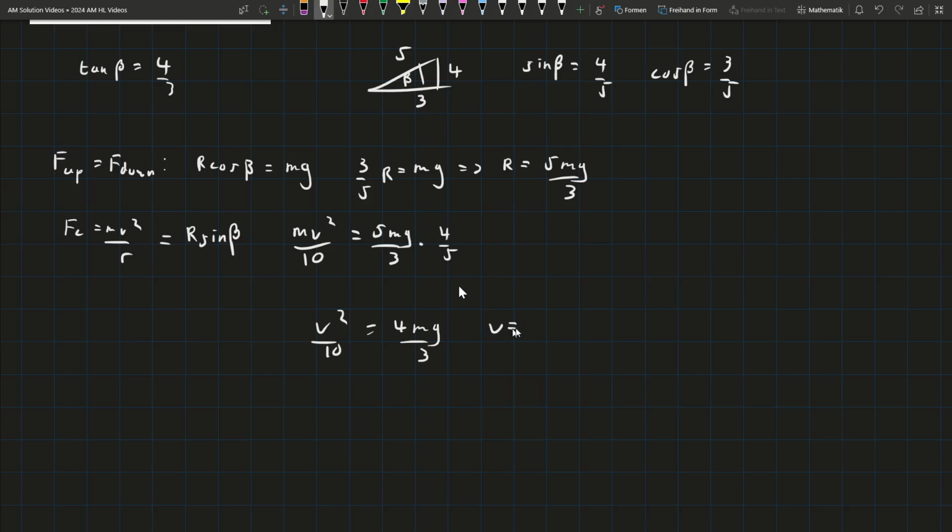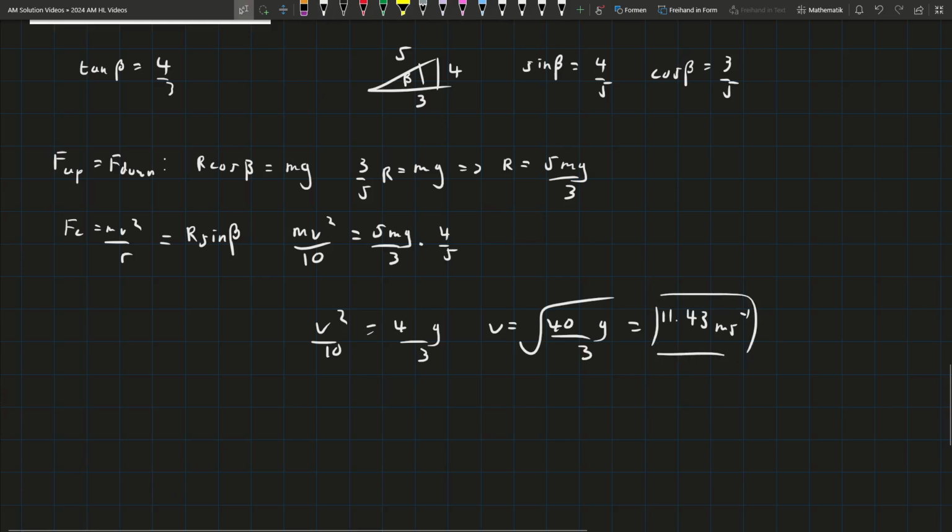Multiply by 10, take the square root. V will be equal to the square root of 40 mg over 3. Put that into your calculator. Or sorry, not 40 mg. We cancelled out the m's. It's just 40g over 3, and then you can put that into your calculator. We get our velocity to be 11.43 meters per second. And that's the answer for the first part. Well, that was actually the second part.